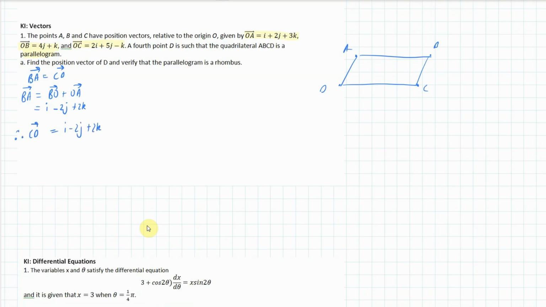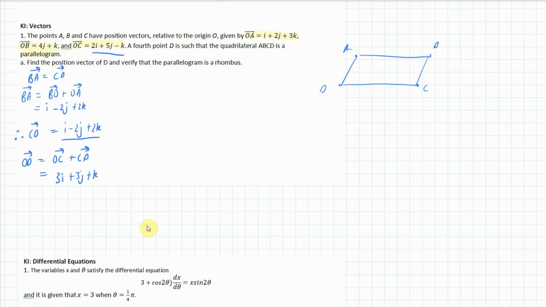And if you want to know the position vector of D, O to D equals O to C plus C to D. Now we know what OC is because we've been given that up here, and we also know what CD is, so we're just going to add these together. So when I do that, I get 3i plus 3j plus k. There we go.